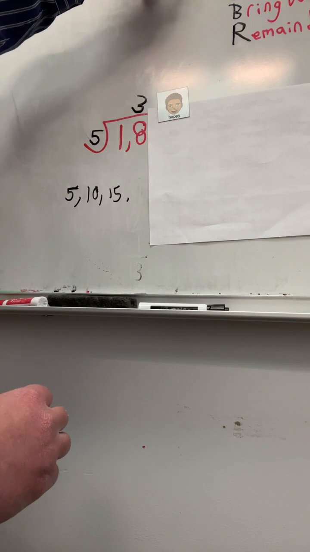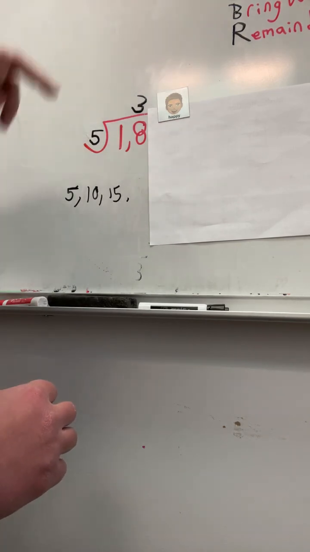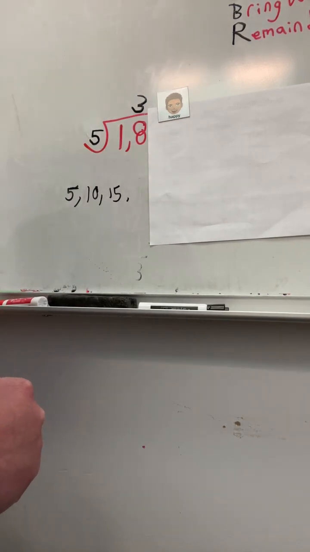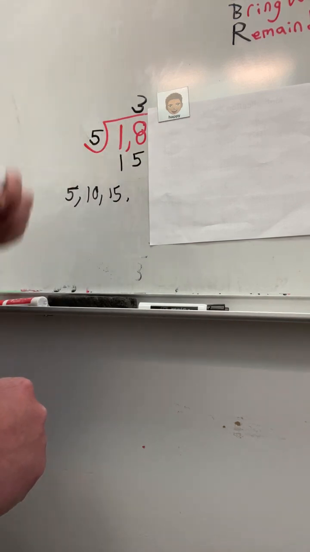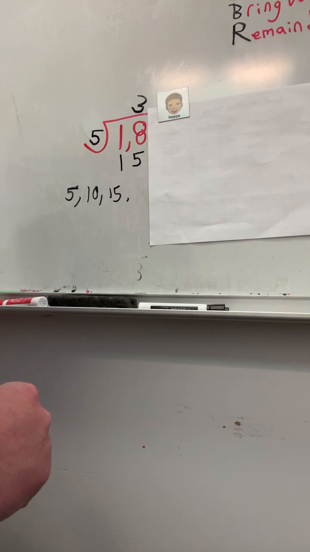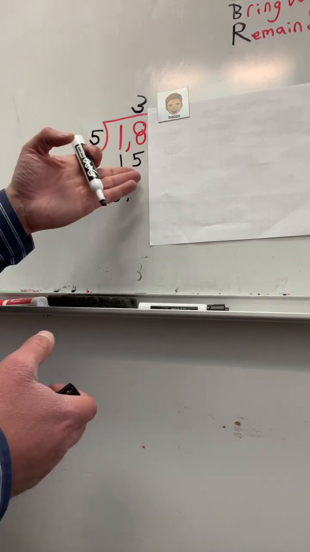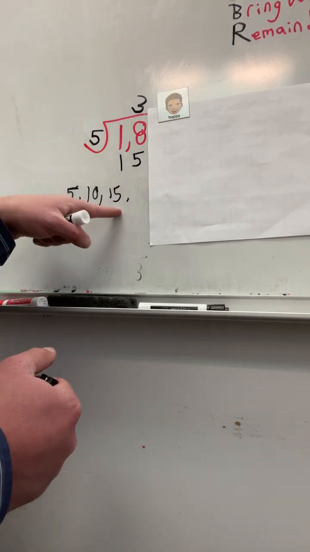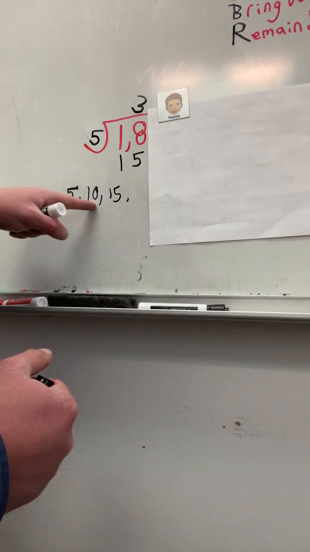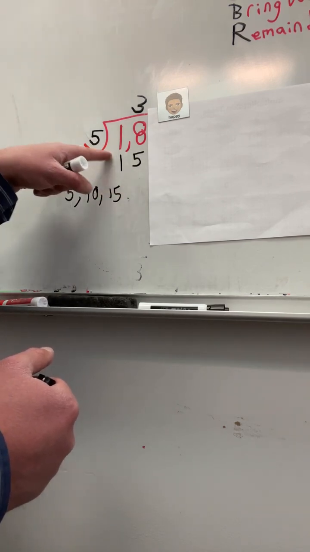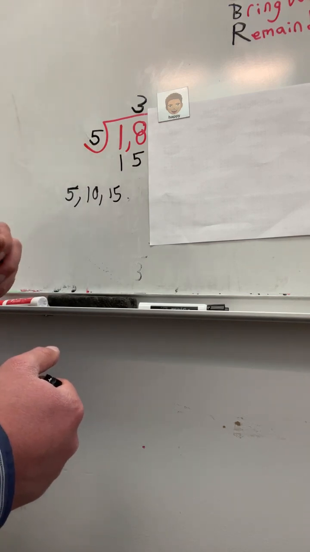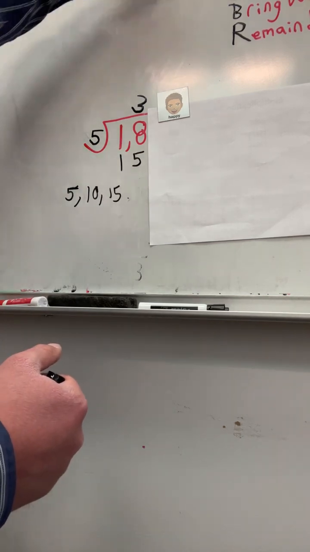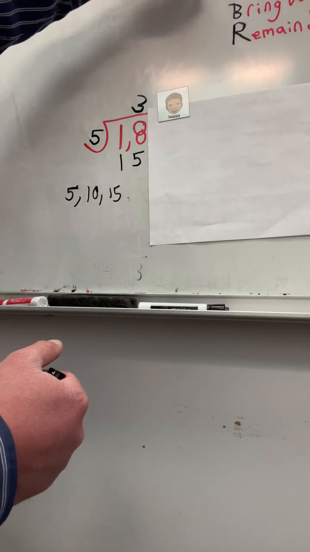We divide. Next, we multiply. 3 times 5 equals 15. Notice if you're not good with your multiplication facts, really all you need to do to figure out this number is look at the number you landed on when you skip counted. The last number I landed on was 15, so I know 15 is the closest I can get to 18. So we divide, we multiply.